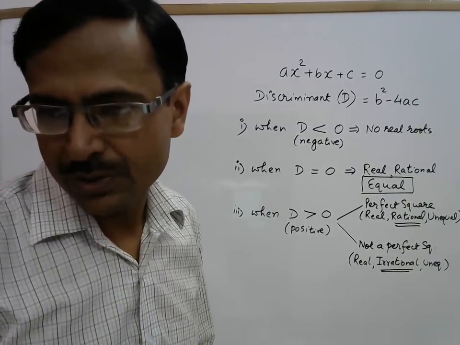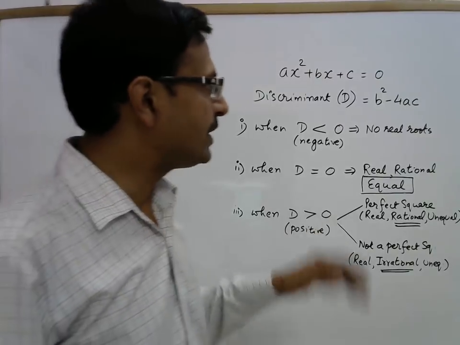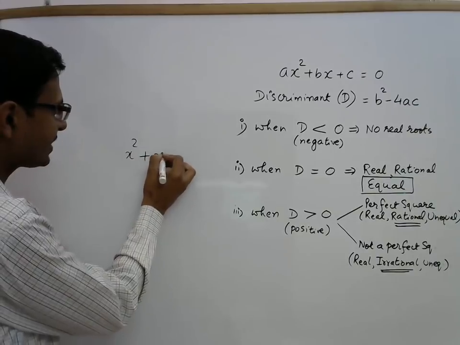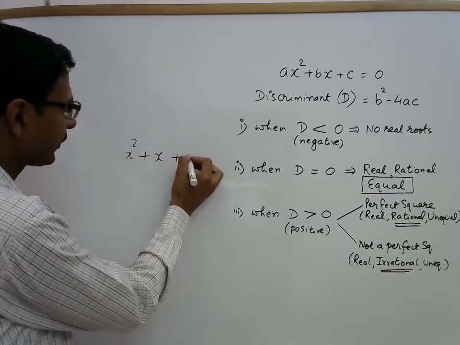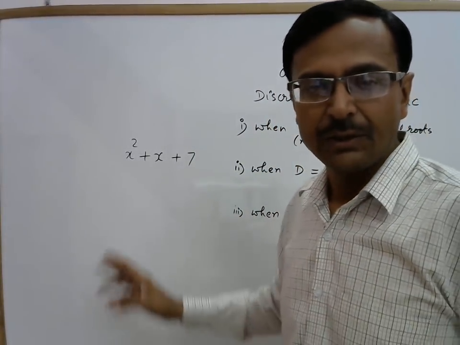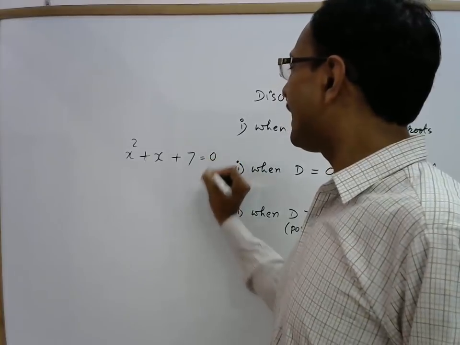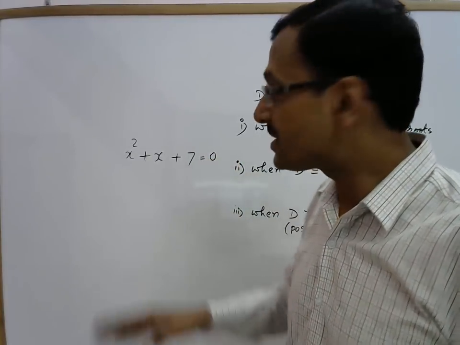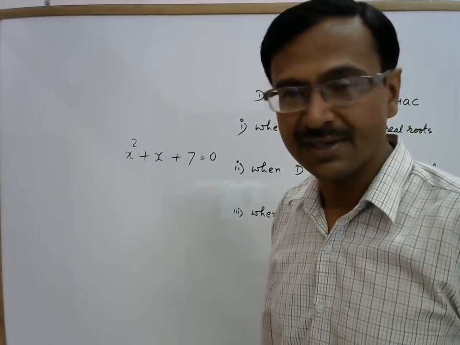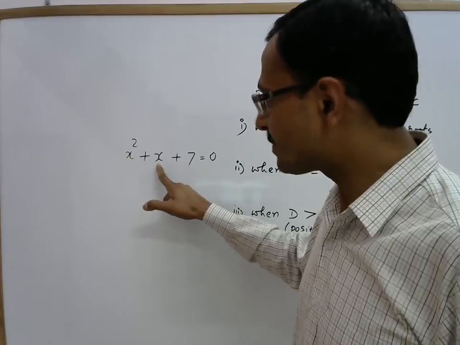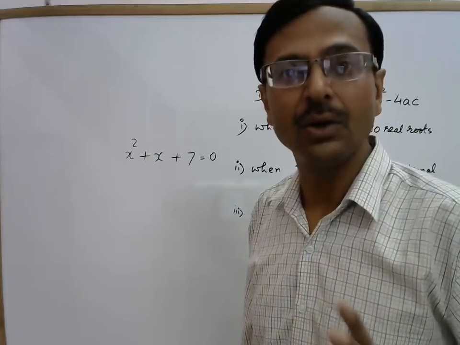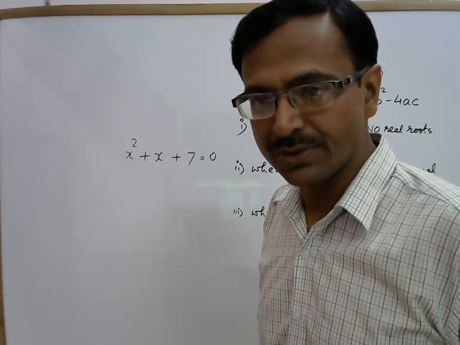With the no real roots, what does it mean? No real roots means, now I'll give you an example. See, suppose x square plus x plus 7. Now suppose this is the quadratic equation, x square plus x plus 7. You cannot find a value of x which satisfies this equation. Means there is no real value of x which can satisfy x square plus x plus 7 and give you 0. This means that it has no real roots. Roots means solutions.